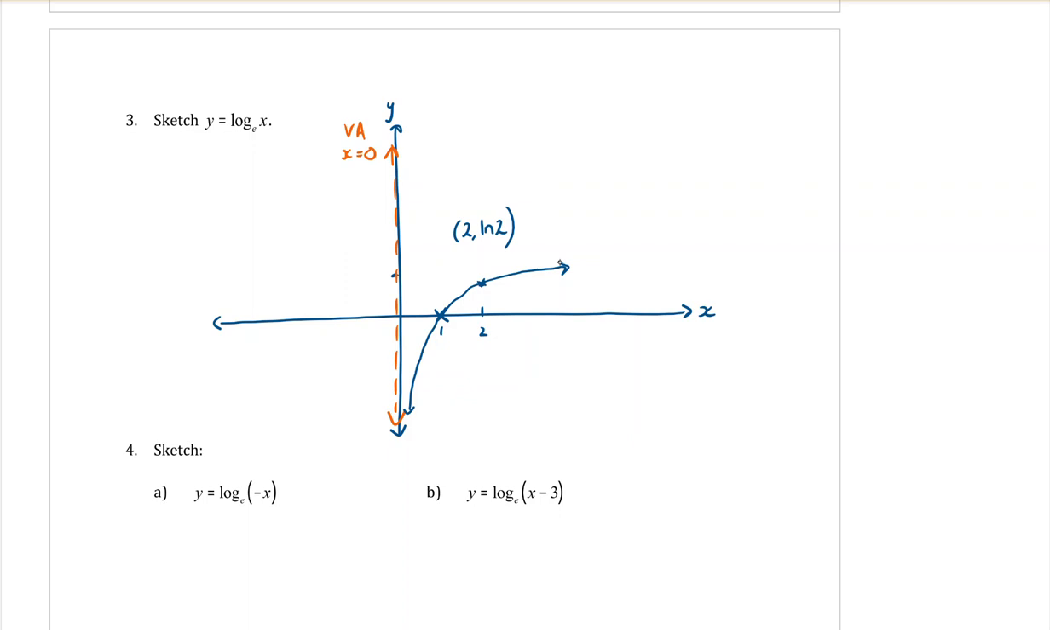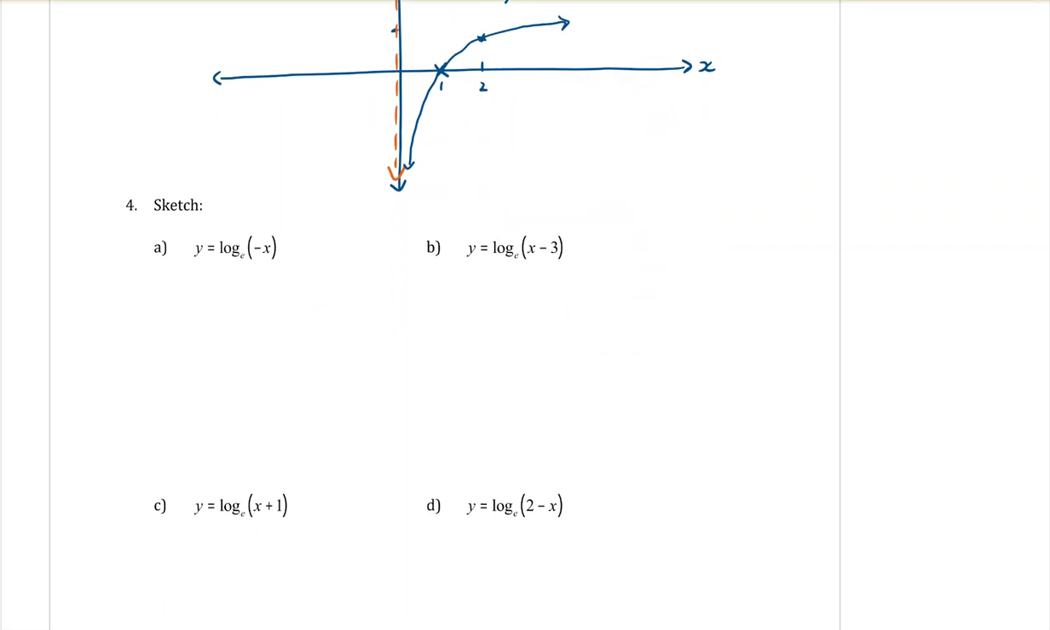Okay, so that is your basic logarithm, and as we always say when you're drawing a graph, you want to show the asymptote, you want to show the intercept, and you want to show one other point. That's your basic rule of thumb to go by, okay? So question 4, we're now going to move this logarithm around.